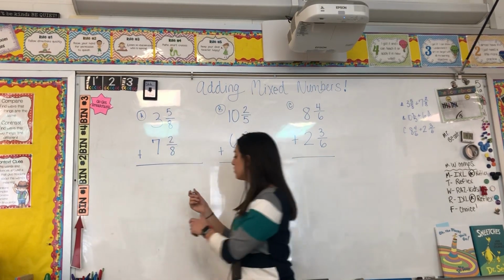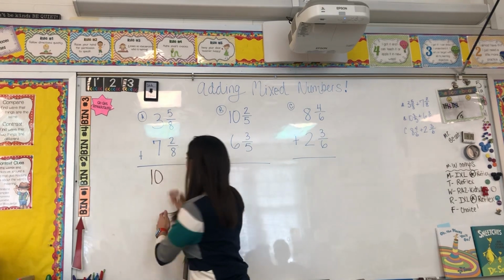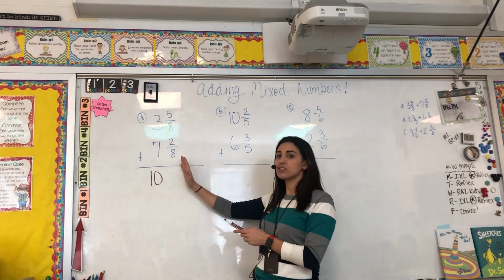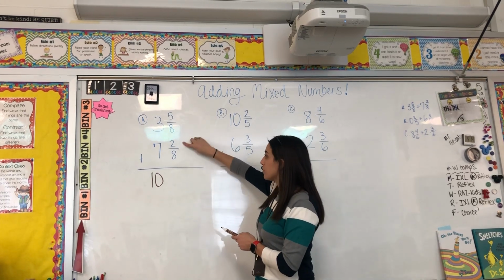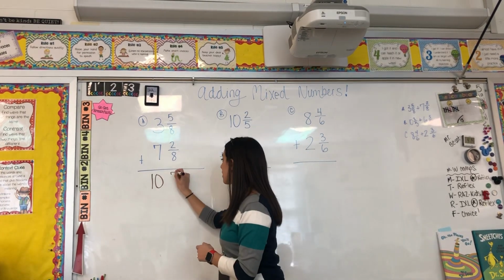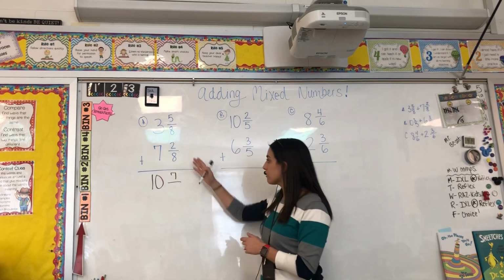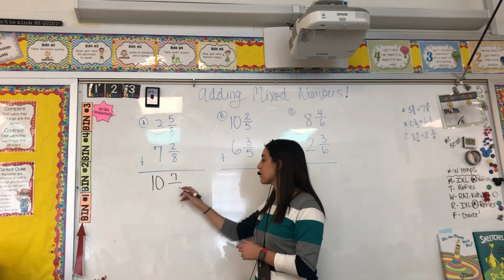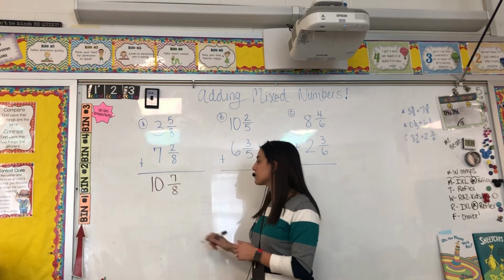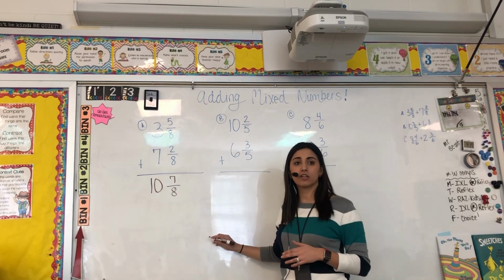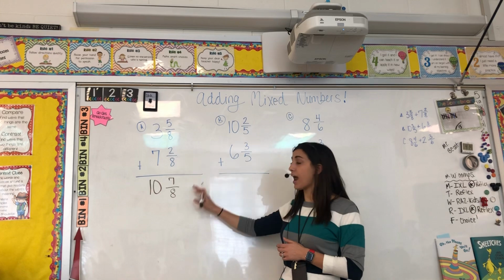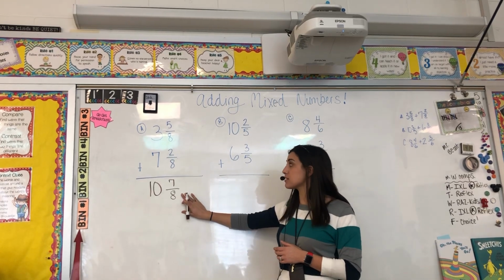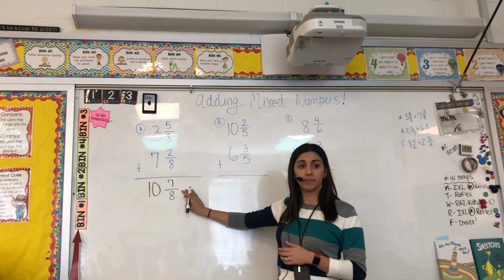3 plus 7 is 10. I'm now going to jump over to the fractions and I'm only adding the numerators. So I add 5 plus 2, which is 7. And my denominator will stay the same. So I bring down that 8 and my final answer is 10 and 7/8. I never add the denominator, I just keep it the same as it was in the problem.